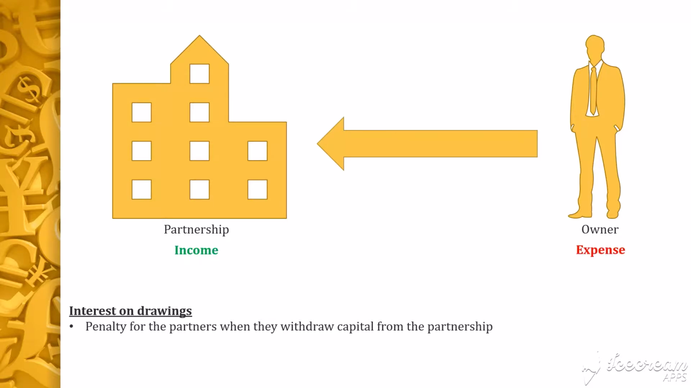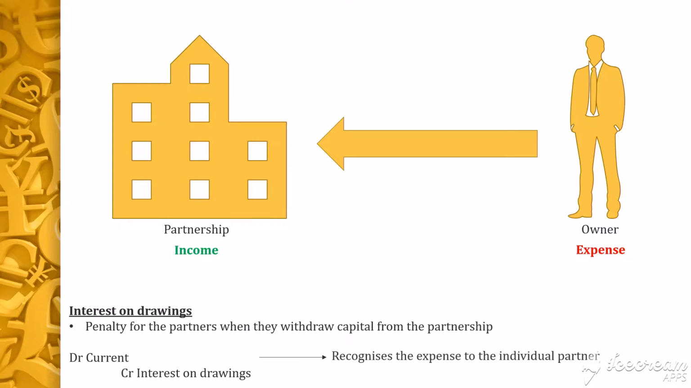The journal entry to record interest on drawings is to debit current and credit interest on drawings. By debiting current, we are reducing the profit attributable to the individual partners, which is essentially an expense to the individual partner. And by crediting interest on drawings, it recognizes an income for the partnership as a whole.